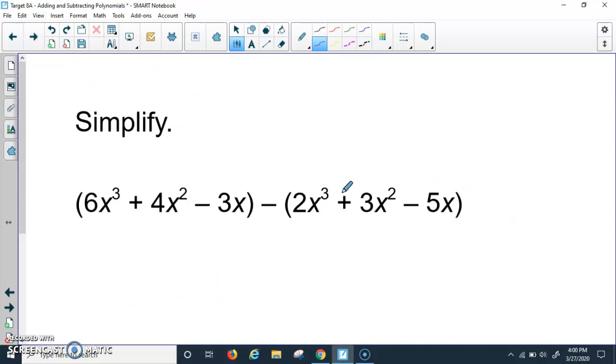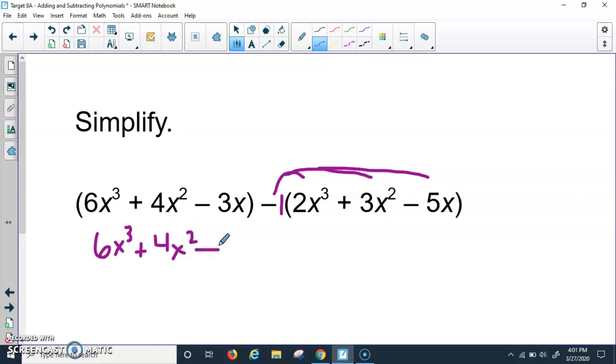Again, this is a subtraction problem. So what do we need to do first here? Yeah, we need to distribute this negative, or think of this as a negative 1, distribute it to each of these terms. And we need to rewrite this. You don't have to do this with the addition, but you do need to do a subtraction. So the first polynomial is not having anything done to it. 6x cubed plus 4x squared minus 3x.